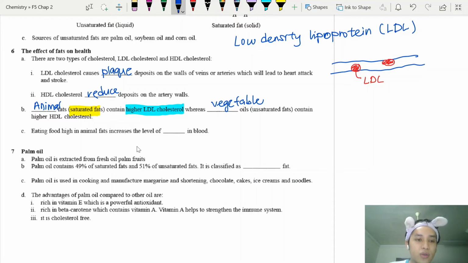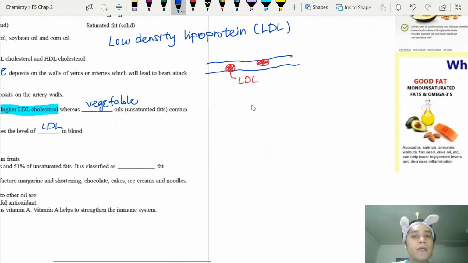So if you eat too much animal fats, you are going to increase the level of LDL in your blood. It's why we always say reduce the intake of animal fats. Don't eat too much fatty foods, because it's going to increase the level of the bad cholesterol. Remember, LDL is bad cholesterol, HDL is good cholesterol, the so-called good cholesterol.